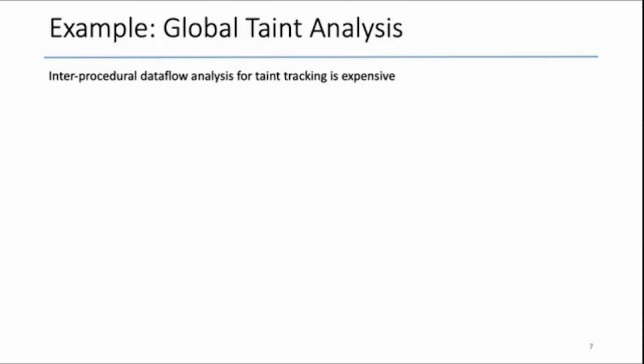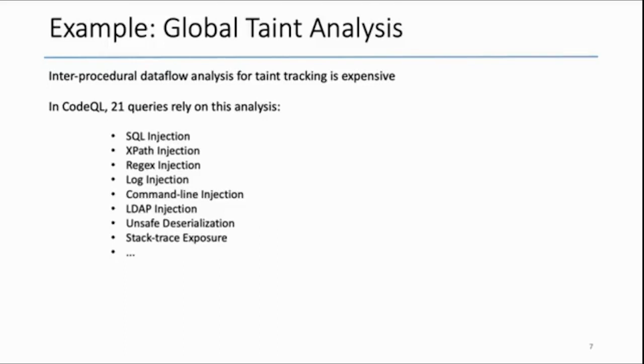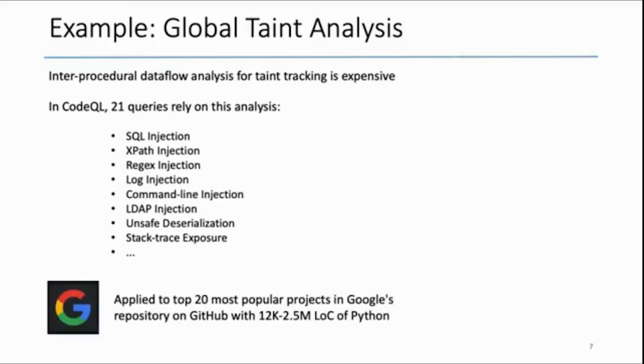So let me give some more concrete numbers here. We did this interesting experiment just a couple of days ago. We ran our taint tracking analysis from SEML on the top 20 most popular projects in Google's repository on GitHub, sorted by how much Python code they had. And this goes from 12,000 lines of code all the way to 2.5 million lines of code. And we ran around 21 queries. These are checkers that SEML engineers have written in CodeQL. I'll show one of these checkers later on today.